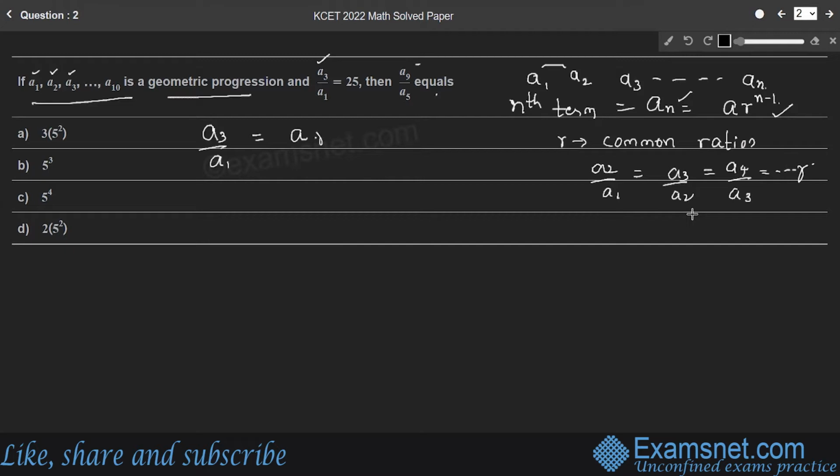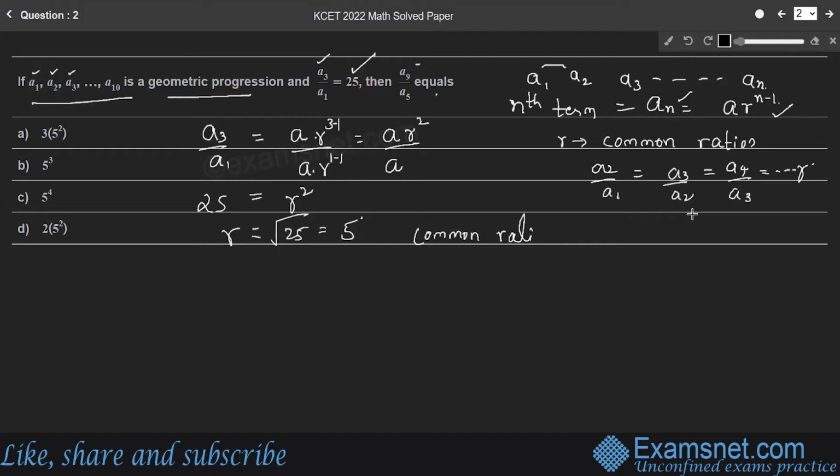Here, if you take r as the common ratio, a3 becomes a into r raised to 3 minus 1, which is 2, and a1 becomes a into r raised to 1 minus 1, which is 0, right? So it is a into r square by a into r raised to 0, which is always 1. Therefore, a r square by a is equal to 25, which is already given. So a will get cancelled. So a3 by a1 is r square, which is 25. Therefore, r is square root of 25, which is 5. Here, common ratio is 5.